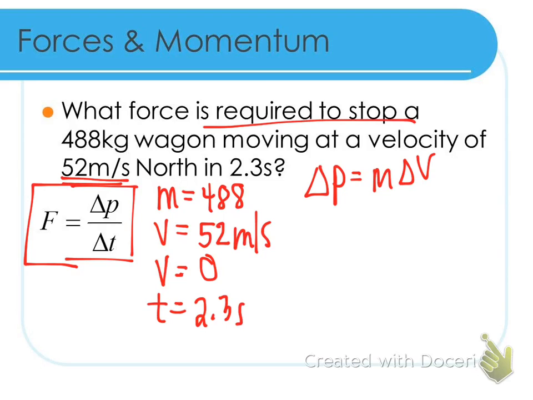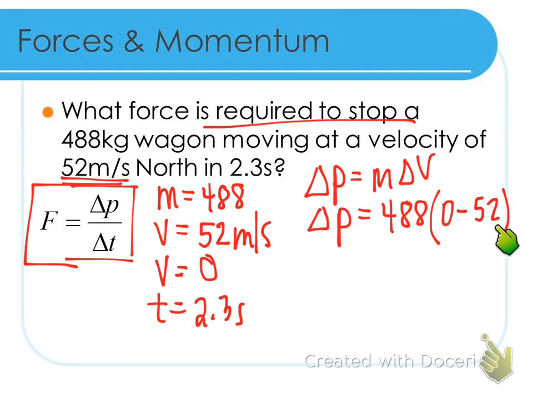We're going to solve for our change in momentum here. Delta P is equal to mass times final minus initial velocity. Final velocity is 0 because it's coming to a stop. Our initial velocity was 52 meters per second north. So we're going to take 488 times negative 52, and that gives us a change in momentum of negative 25,376 kilogram meters per second.